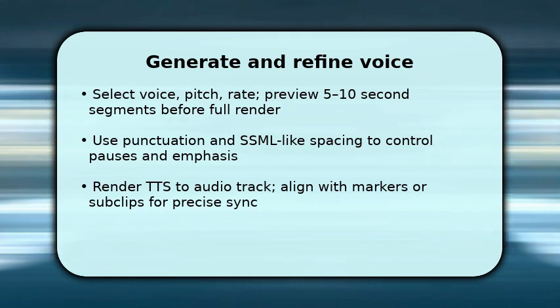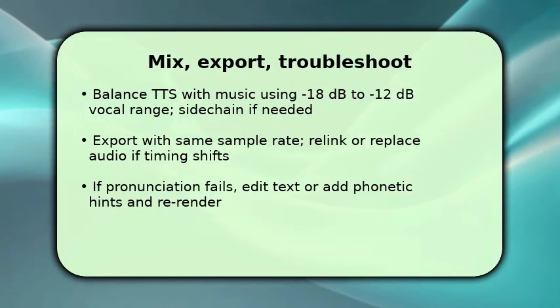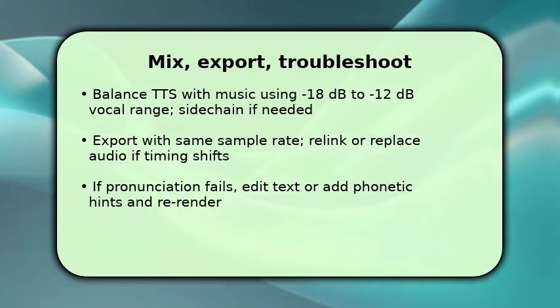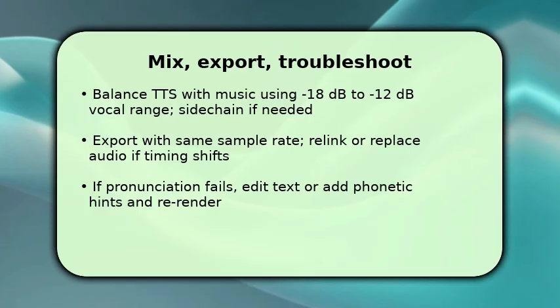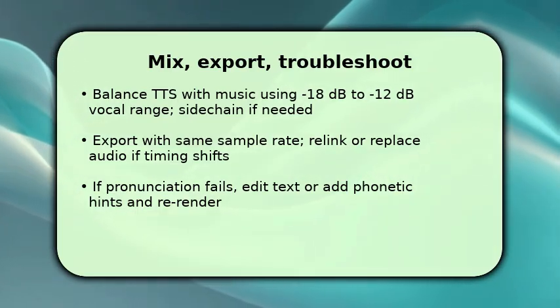Finish by mixing and exporting. Level the TTS between -18 and -12 dB, duck background music using sidechain compression if it competes, and apply a final limiter. Export the sequence with the same sample rate as the TTS file to avoid drift.